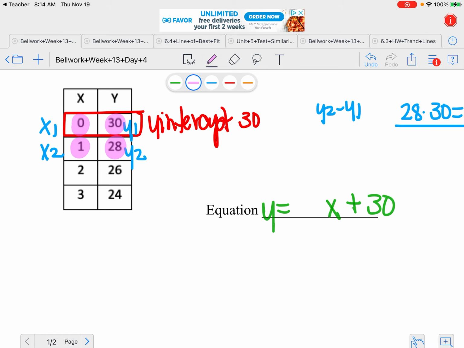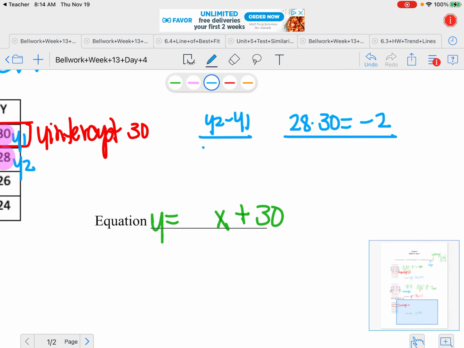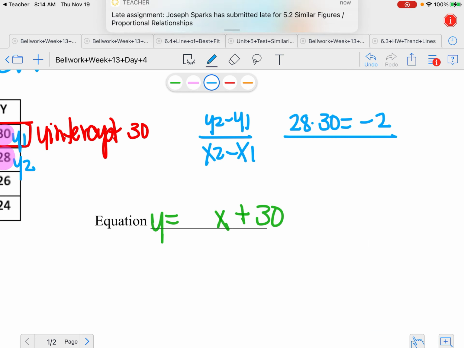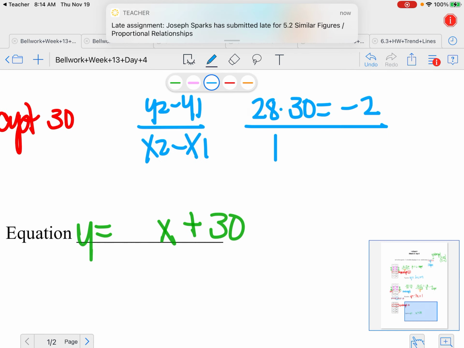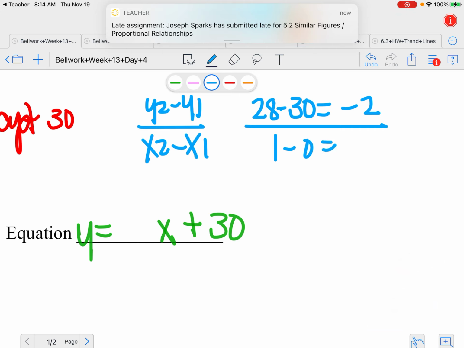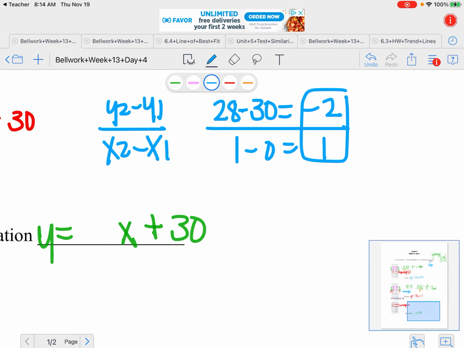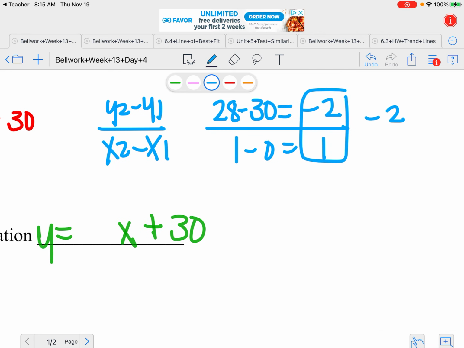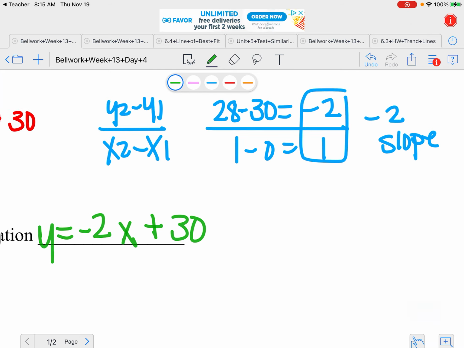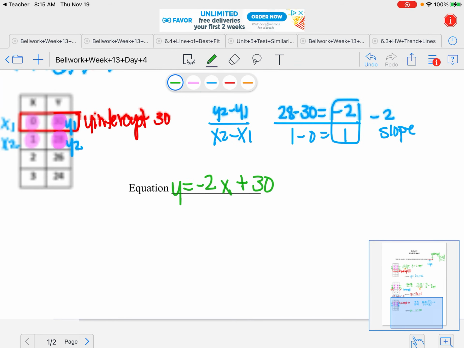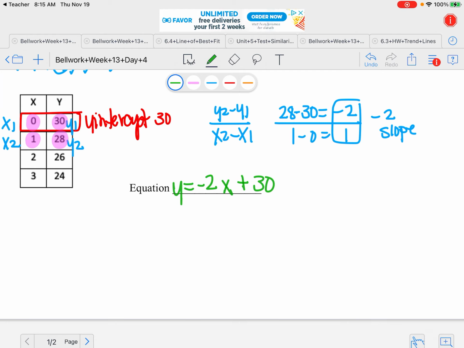And then I would do 1 minus 0 for my x values. x2 minus x1 was 1 minus 0. 1 minus 0 is just 1. So now if I simplify negative 2 divided by 1, that would be negative 2. So now I can come down to my equation and put negative 2 in for my slope, and the final answer for that table would be y equals negative 2x.